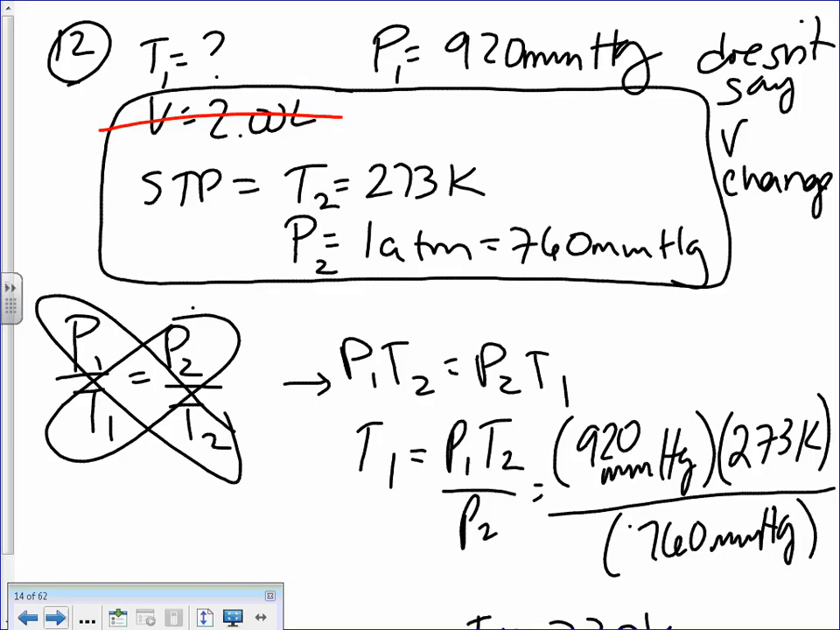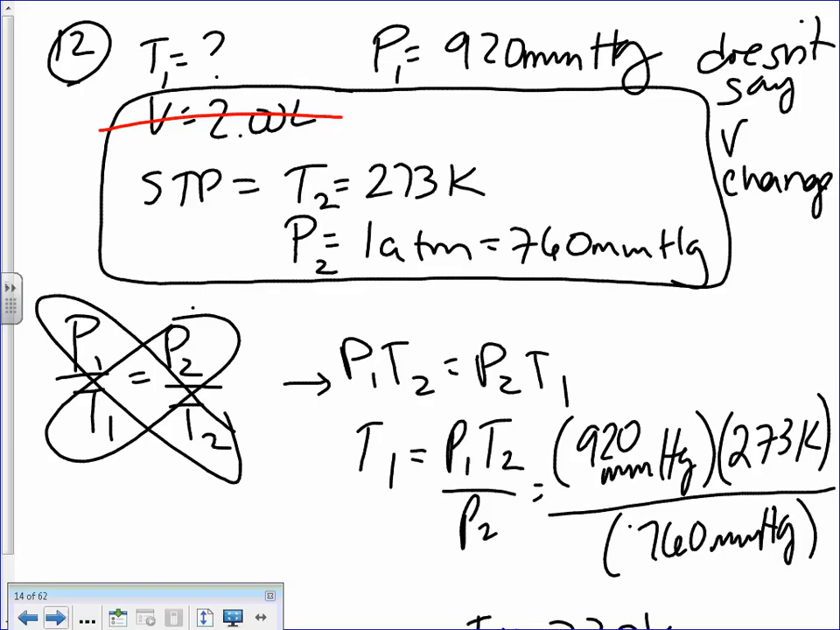That's at STP. So STP is our temperature and pressure, and that's a combined one. I just selected that to be T2 and P2. You could have made that the ones, and that's fine. But that's 273 and then 760 millimeters of mercury, and I chose that one because my other pressure they gave me was 920 millimeters of mercury, and the mercury units need to be the same.